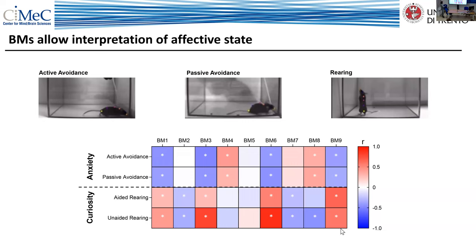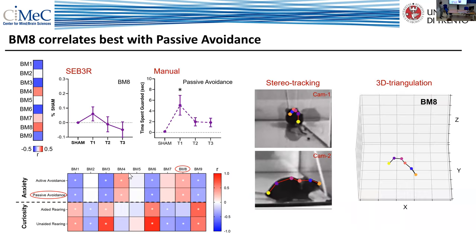And what is very striking from this heat map is that you see that the trends are completely reversed for curiosity-driven behavior or anxiety-driven behavior, where you see a high correlation with, for example, anxiety-driven behavior. Like in this case of behavioral module number one, you see a negative correlation with anxiety and positive correlation with curiosity, and vice versa. For example, for behavioral module number four, you see positive correlation with anxiety and negative with curiosity. So the system works.